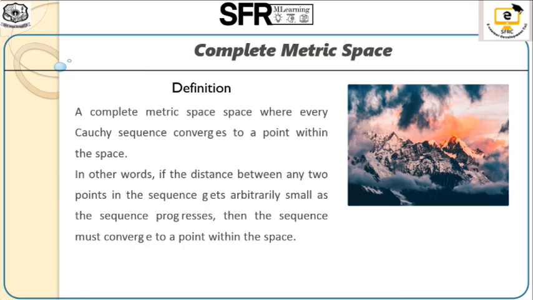Along with those conditions, if we consider a Cauchy sequence in a metric space, and that Cauchy sequence converges to a point in that space, then only we can say that the metric space is a complete metric space. For a Cauchy sequence, if we consider any 2 points in the sequence, the distance gets arbitrarily small as n and m tend to infinity.